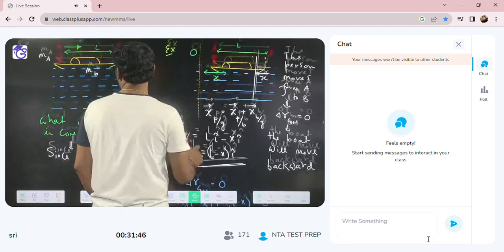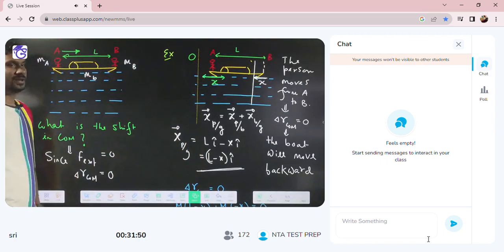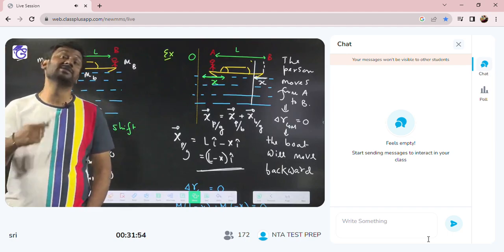So this is the concept we have to remember. Actually here in these cases, shift in center of mass will be how much? Shift in center of mass will be equal to 0. Why will it be 0? Because there is no external force acting.